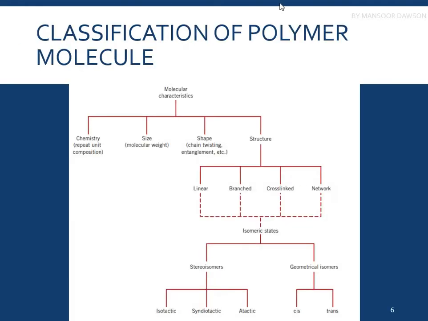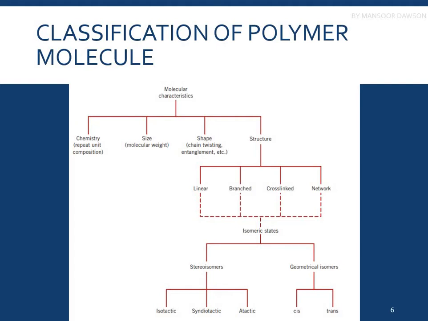Then we have a classification of polymer molecules, by molecular characteristics. We have the chemistry, that is the repeating unit of composition. What type of unit is it? Is it polystyrene? Is it ethylene? Is it vinyl chloride? Is it, you can say, bakelite? Then the size of the molecule, how much weight it has, then the shape, whether it is chain twisting or entangled, and then the structure. The structure can be further classified into linear, branched, cross-linked and network, as we discussed.